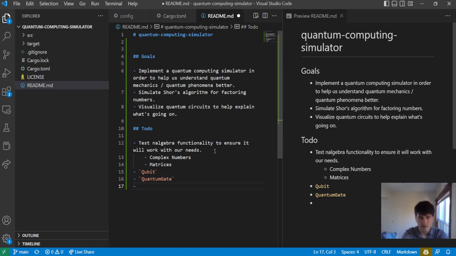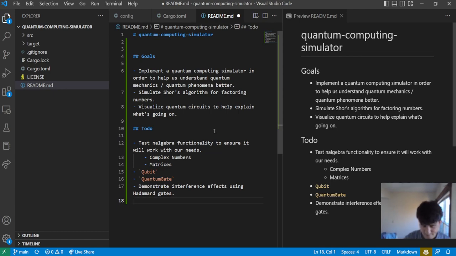And then we want to implement, or demonstrate, interference effects using Hadamard gates. Hadamard gates. Okay, we will understand what all that means, hopefully by the end of today. Maybe not. Seems ambitious now that I'm thinking about it, but we'll try.